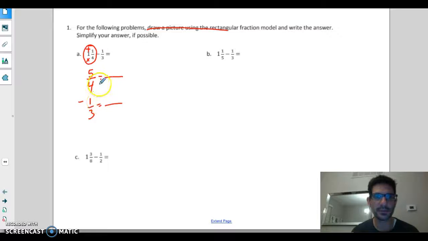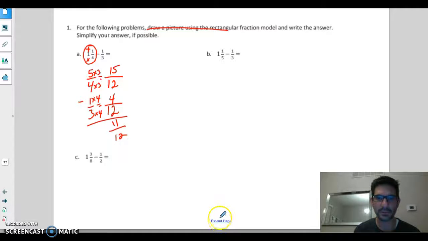The common denominator for 4 and 3 is 12. So now we're making equivalent fractions. I say to myself, 4 times what equals 12, and that's 3. Whatever I do down here, I have to do up here. That's 15. Then 3 times what is 12? 4, times 4. And now you've got 11/12. Okay, let's do another one.